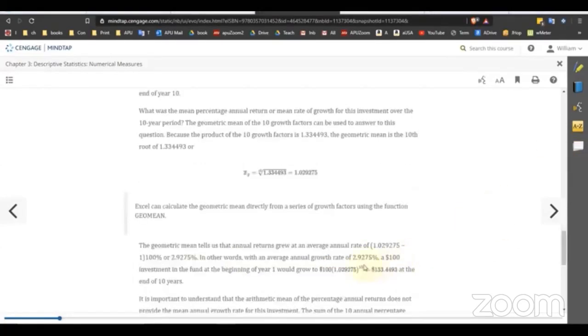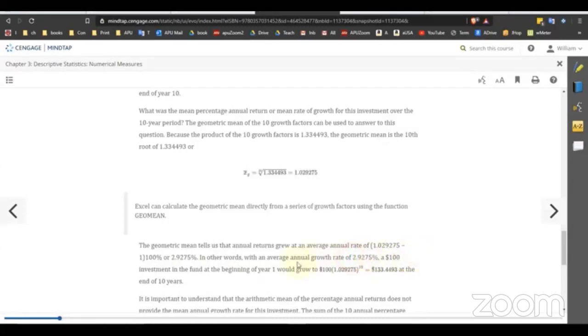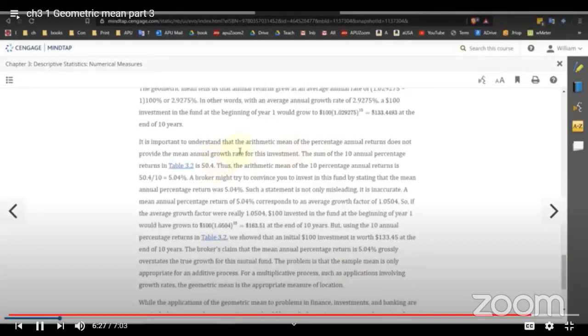So again, what's the interpretation of this number? It's what you would need to get every year in order to end up with the 1.33 over the 10 years. So in other words, if you got this every year, then we know that we would multiply each year times this number. So we'd take it to the 10th power, and we would get the result that we needed. Okay, if I didn't say clearly enough why we don't want to use the mean.